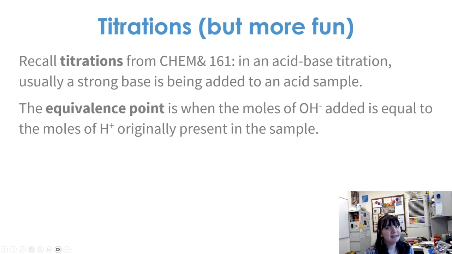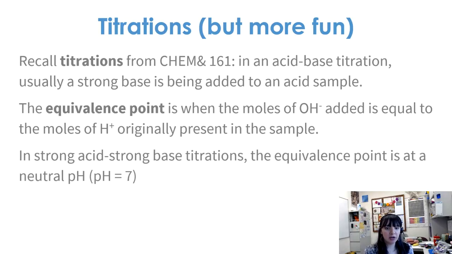Now, what we didn't really get into in Chem 161 was how that neutralization does not necessarily give us a perfectly neutral solution. If we have, say, a strong acid reacting with a strong base, then at the equivalence point, we do in fact have a perfectly neutral pH. So if I were to measure the pH at my equivalence point for a strong acid, strong base titration, I would see a pH equal to 7.